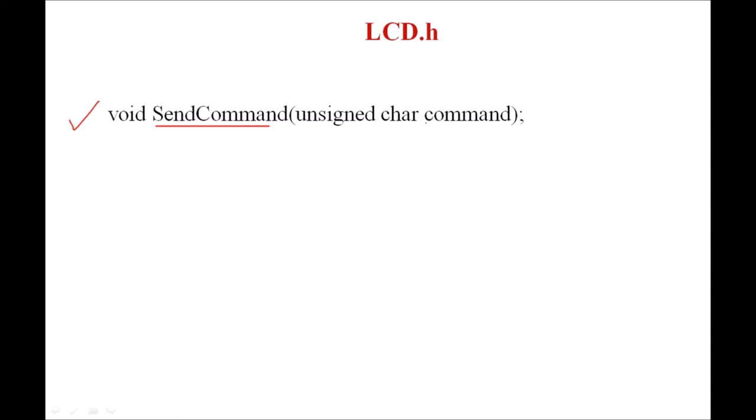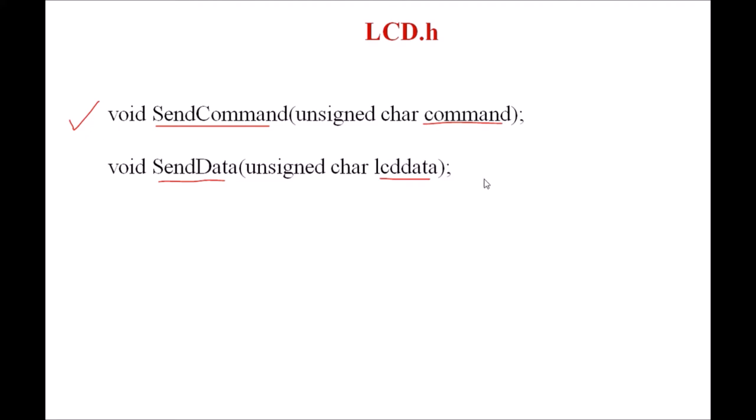To this function, we are going to pass the parameter command. Whatever command we want to write in the LCD command register, that will be passed to this LCD command function. Then the LCD data function is used to write data, that is the ASCII value of the character which we want to display on the LCD. So LCD data is a variable which we are going to pass to this function. These functions were already explained while explaining LCD interfacing. So we'll write a program to display a key pressed by the user on the LCD.